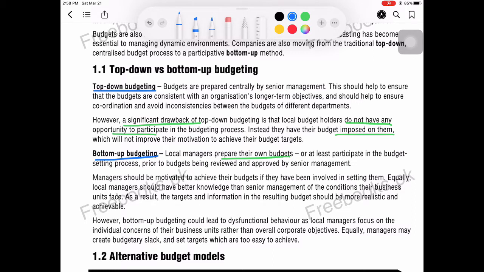Okay, let's read the text. Budgets are prepared centrally by the senior management. So the word here is senior management. This should help to ensure that the budgets are consistent with the organization's longer term objectives. As we discussed earlier, the strategic level usually looks at the longer term objectives rather than day-to-day activities, and should help to ensure coordination and avoid inconsistencies between the budgets of different departments. So this also helps to integrate the budgets of all the departments in the organization.